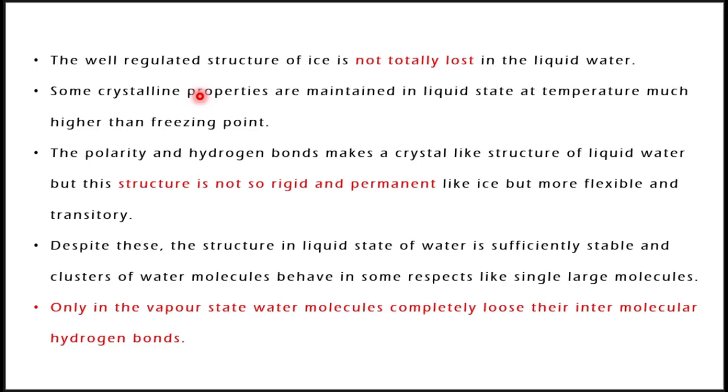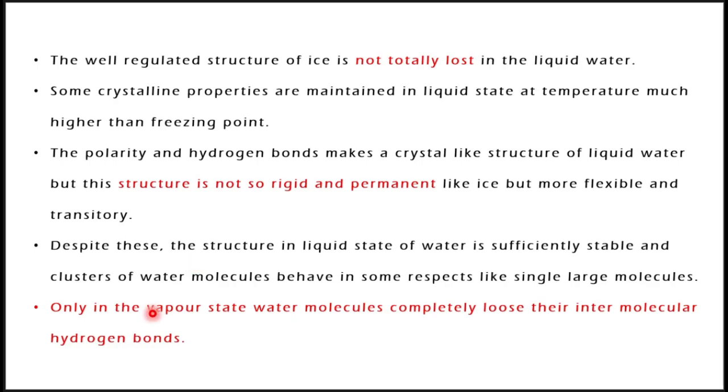Then polarity and hydrogen bonds will make the crystal-like structure of liquid water, but that structure is not rigid and permanent. In ice, the structure is rigid and permanent, but in liquid water, it is more flexible and transitory. Despite this, the structure in the liquid state of water is sufficiently stable, and clusters of water molecules behave in some respects like single large molecules.